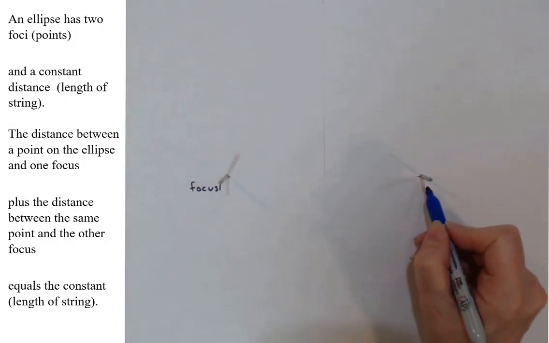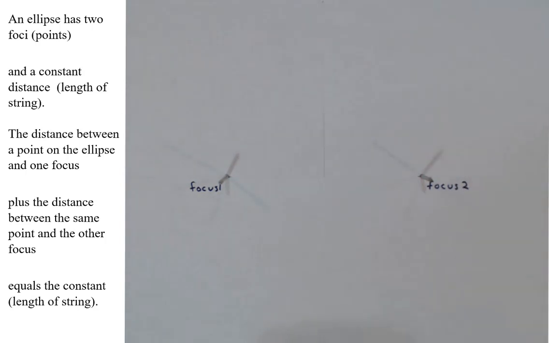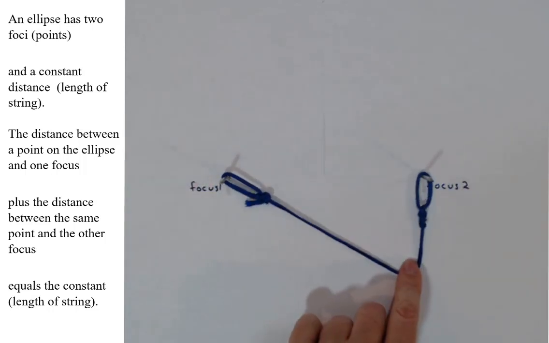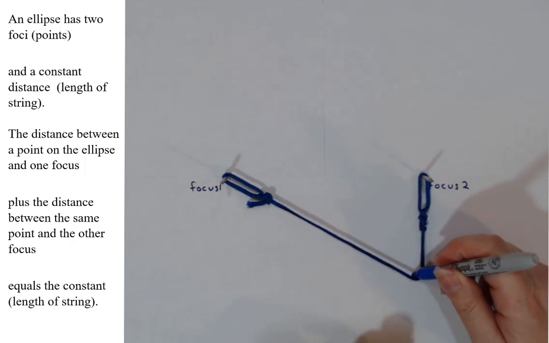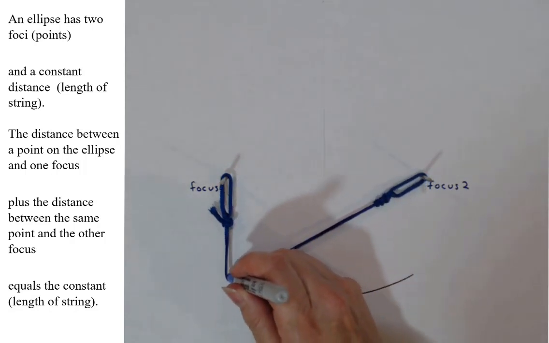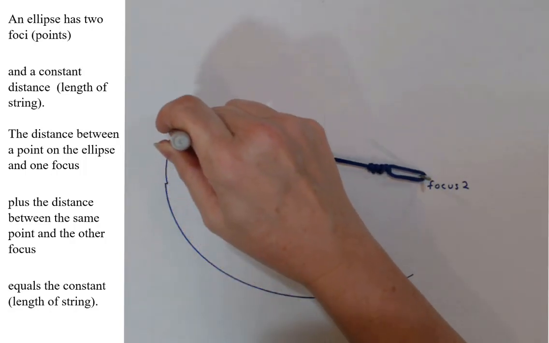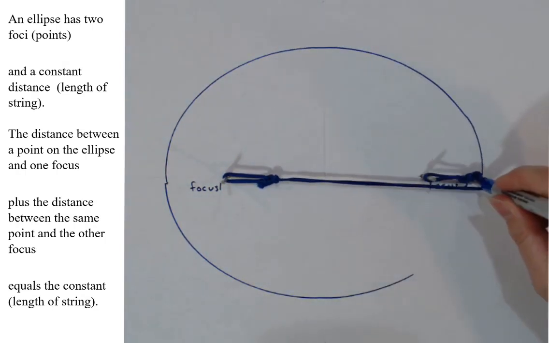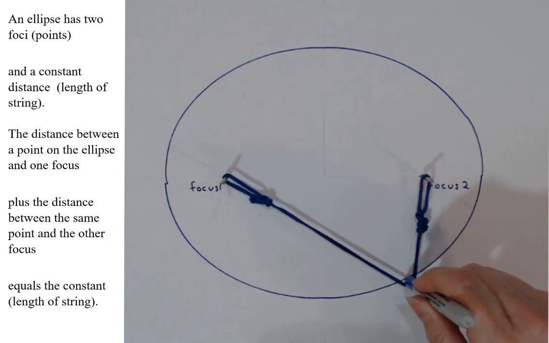An ellipse is defined by two foci and a constant distance. The distance is represented by the length of this string. For each point on the ellipse, the distance between the point and one focus, added to the distance between the point and the other focus, equals the length of the string. We can use the pins and the string to draw a curve through all the points that fit that description.